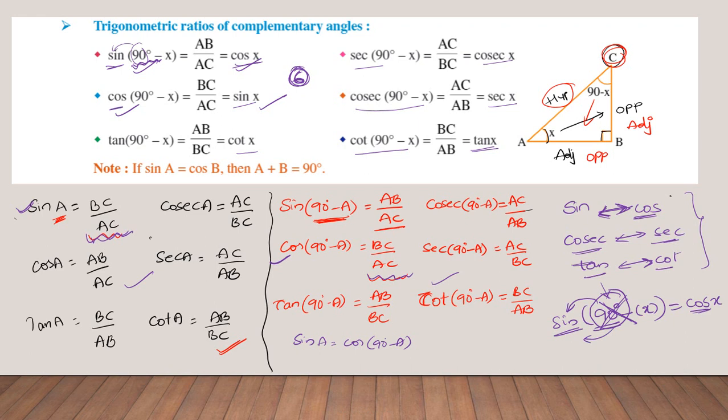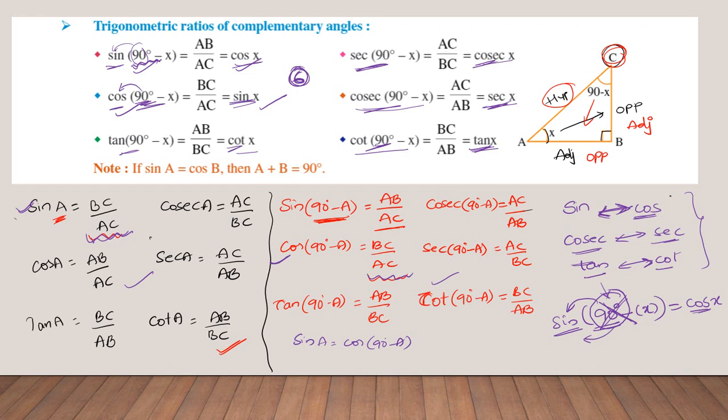Next, here you are having cos, and beside you are having 90 minus, no? So this 90 has changed cos as sine. Next, tan will be changed as cot. Cot will be changed as tan. So cosecant changed as secant, secant changed as cosecant.